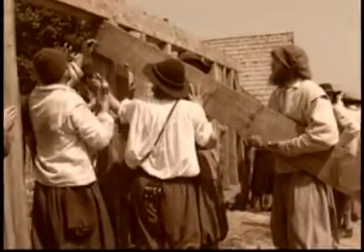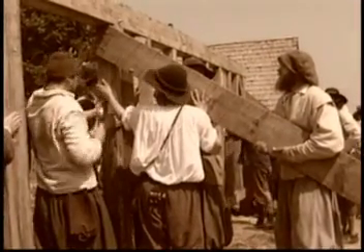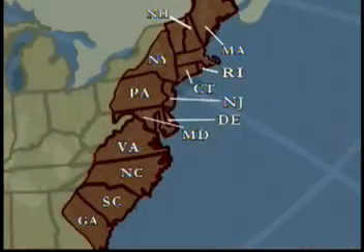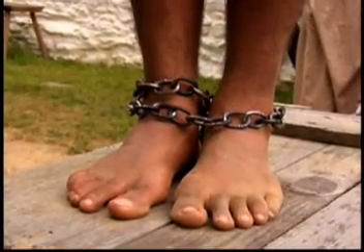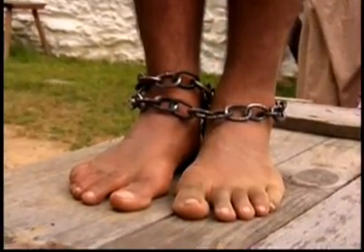In the 1600s, when English settlers began to colonize America, the demand for workers increased, especially in the southern colonies, where large farms grew cotton and tobacco. To meet the demand for workers, the colonies instituted slavery.